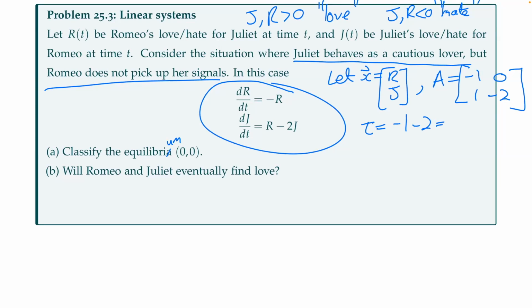It's -3, that's negative. And our determinant is going to be -1 times -2 minus 0 times 1. So it's going to be 2, so that's positive. As you noticed on the formula sheet for the midterm, I give you that diagram with the trace and the determinant telling you what the behavior is. So we've got a negative trace and a positive determinant, which means that we've either got a stable node or a stable spiral. And whether it's a spiral or a node depends on whether we have real or complex eigenvalues.